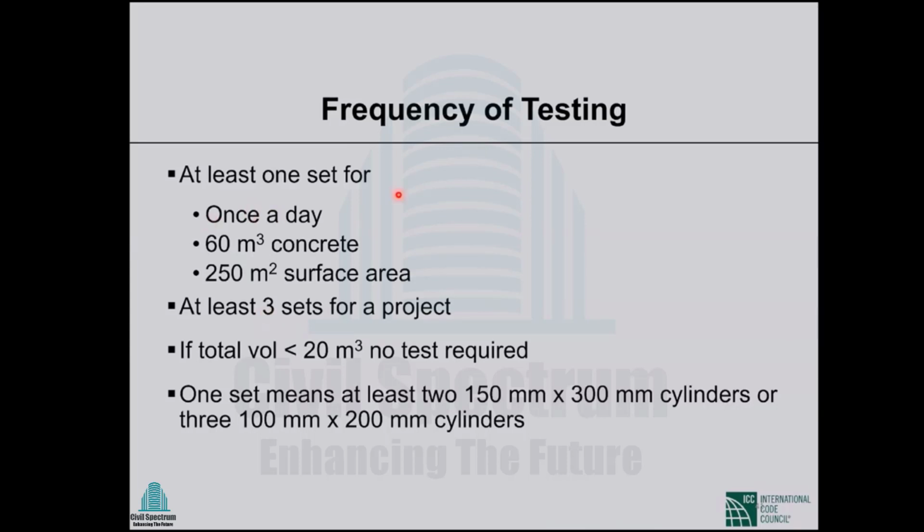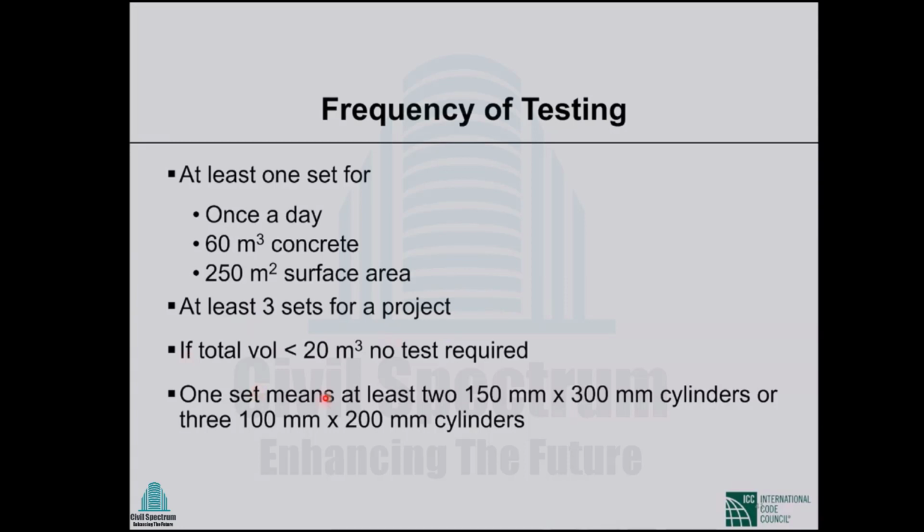This is given there, from ACI 318: at least one set once a day. If you're casting in the whole day, you have to take at least one set of cylinders. For 60 meter cube of concrete, if you're casting more than 60 meter cube, you have to take more sets of samples. And if the surface area is more than 250 meters square, then you have to take more sets of samples. For a project, there should be at least 3 sets of cylinders.